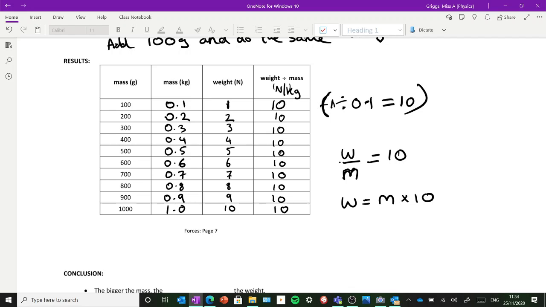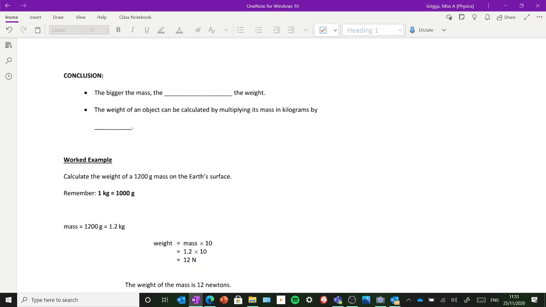Now, please remember that if you go to different planets and different places, even if you go really high up on Earth, like on a really high mountain, then that 10 would be slightly different. Or if you're on a different planet, it would be very different. If you wanted to find your weight on a different planet, you would end up changing your mass by a different value, and we'll talk about that later. So, in conclusion, the bigger the mass, hopefully you found the bigger the weight. And the weight of an object can be calculated by multiplying its mass in kilograms by 10. And we're going to put that on Earth, sort of in brackets, because it is different on other planets.